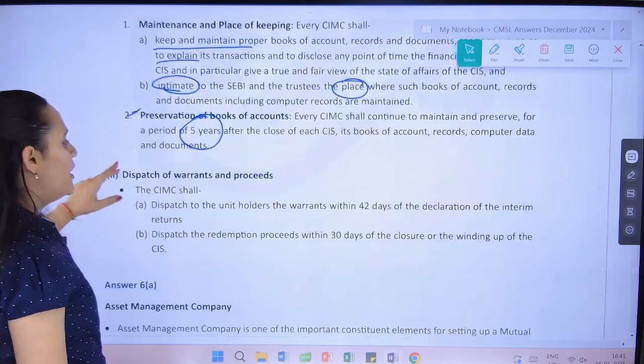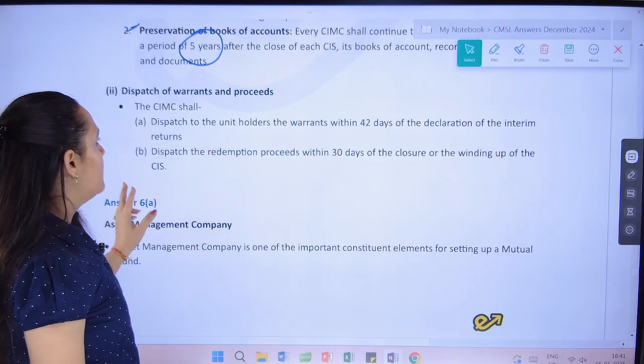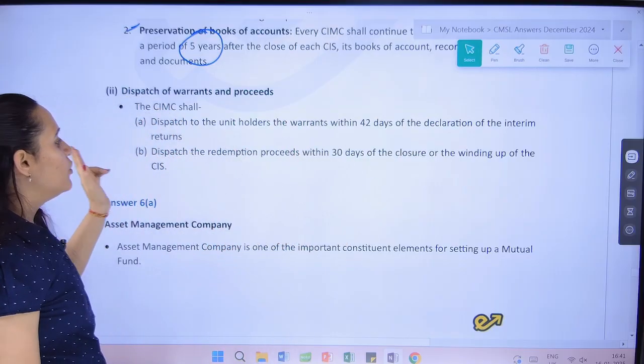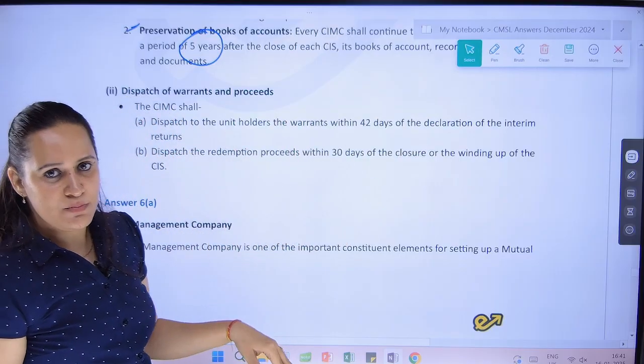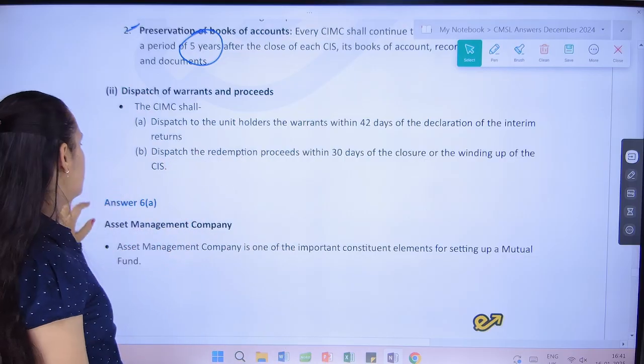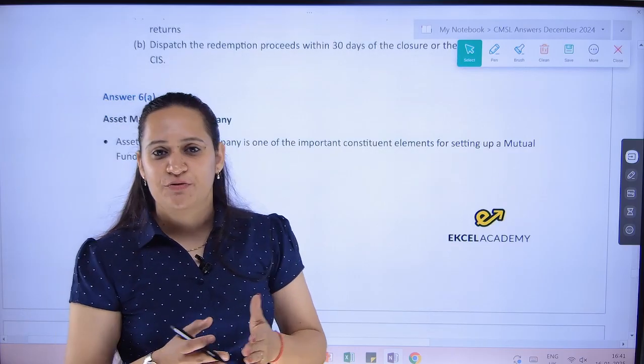Second point was with respect to dispatch of warrants. There is a period of 42 days for dispatch of warrants, and for redemption, the proceeds must be paid within a 30 day period. So again, you can answer directly because it is a question. So that is it for question 5.